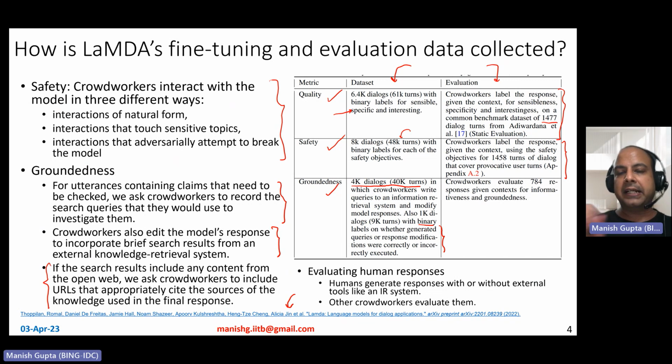The same kind of criteria can also be used to evaluate human responses. Dialogs from an existing data set are given as queries to a real human. Humans generate responses to those queries with or without external tools like an information retrieval system. These responses are then evaluated separately by other crowd workers using a similar kind of evaluation: how good are they on quality, how good are they on safety, and how good are they on groundedness.